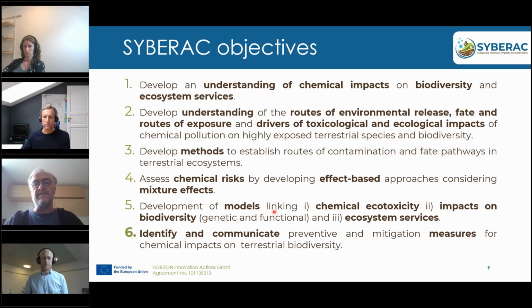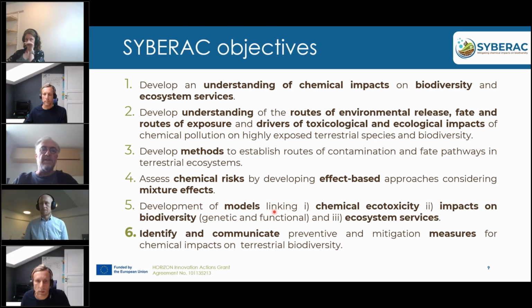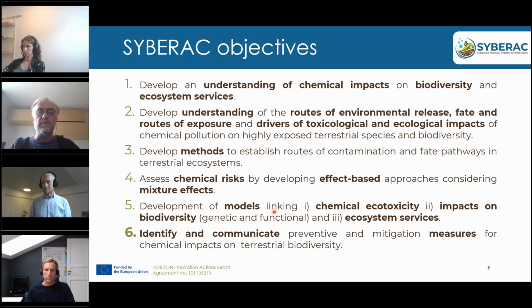We have a few objectives, and I think it's really key to make them clear from the start. The first thing is, of course, that we want to develop an understanding of chemical impacts on biodiversity and ecosystem services. We think that is the basis of what we need to do. And for that, we need to create knowledge and understanding on the routes of environmental release. Where do the chemicals come from? Where do they go? And how do they impact organisms, species, biodiversity? And we need to increase our knowledge under different environmental conditions and contexts. While doing that, we want to develop new methods to establish these routes and fate pathways, and also to establish and identify impact. And based on that, we want to assess chemical risks, based on effect-based approaches. We also include mixture effects, and that is one of the things that is quite a challenge as well.